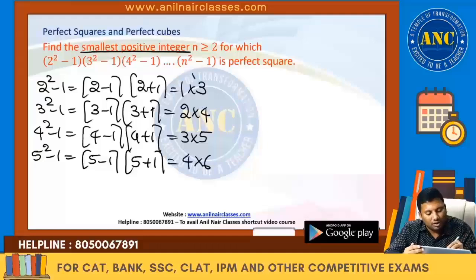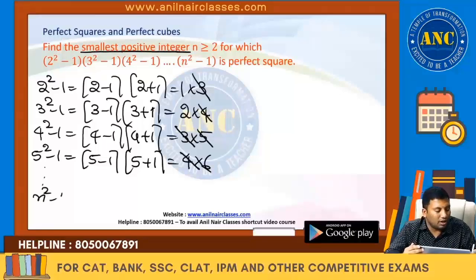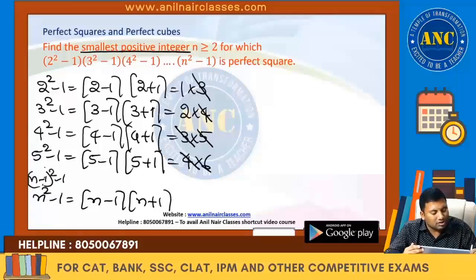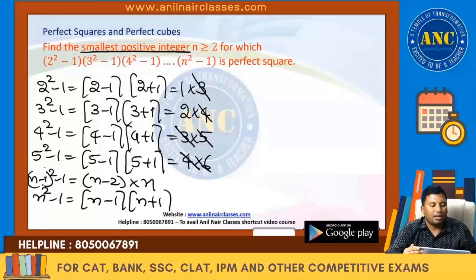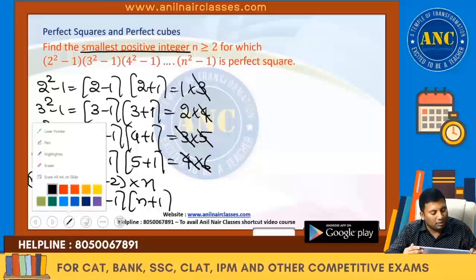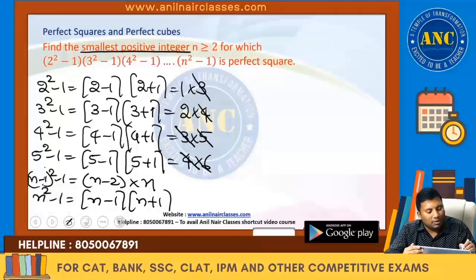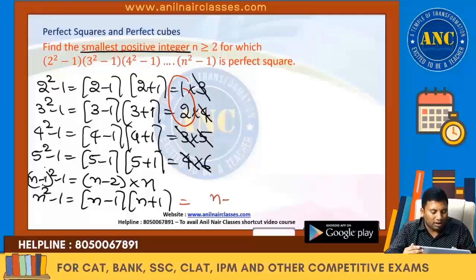That means if you observe, 3 is becoming 3 square, 4 is becoming 4 square, 5 will become 5 square. So n square minus 1 is nothing but n minus 1 into n plus 1. If n is there, the previous number will become n minus 1 square minus 1, which is n minus 2 and n. So if you observe all the numbers, the first 2 remain and the last 2 remain. N minus 2 into n. So the last will be n minus 1 into n. All the remaining ones will have squares.